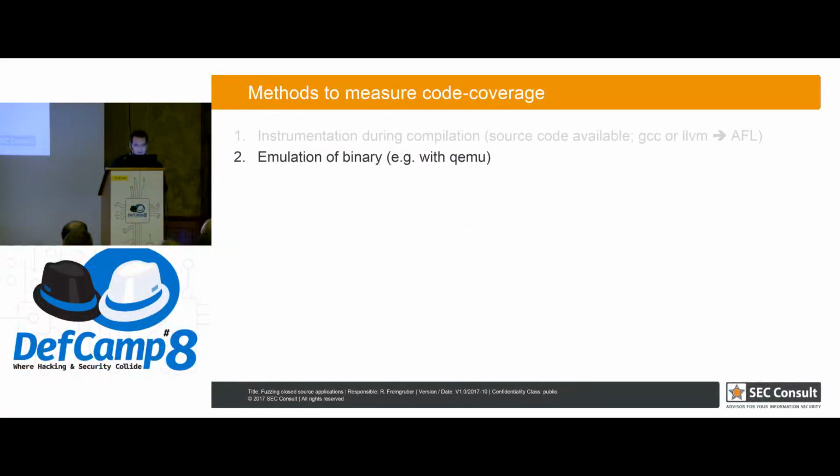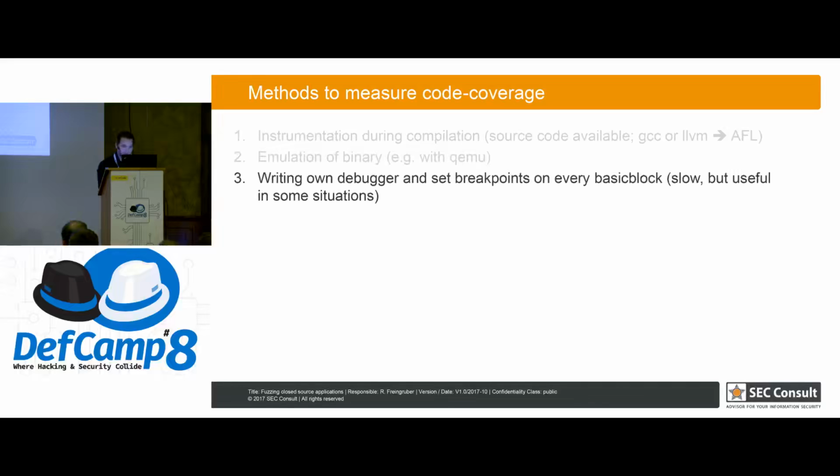Another approach is that we just emulate the binary. So AFL ships with a mode where we can emulate the binaries with QEMU. So you just have to pass the Q flag, and if you don't have source code, you can just emulate it, and it will just work. But I don't want to talk about this one too much today.